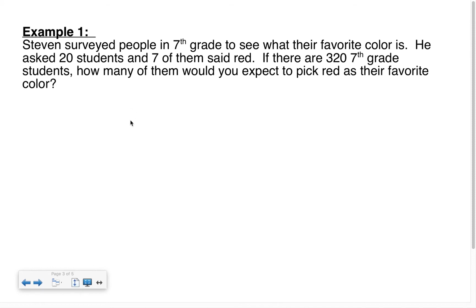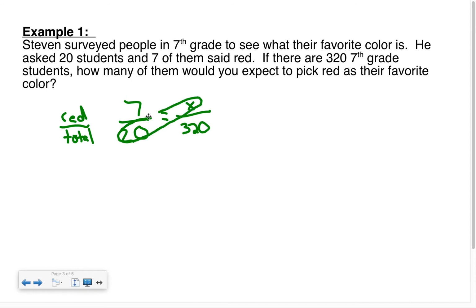How we're going to do this is setting up a proportion. We know that 7 out of the 20 picked red, and we want to see how many are going to pick red out of 320 students. So we set up our proportion. We're comparing the students that picked red to the total amount of students. Now solving this proportion, we solve just like every other one. Cross multiply. So 20 times x, it's going to be 20x, and then 7 times 320.